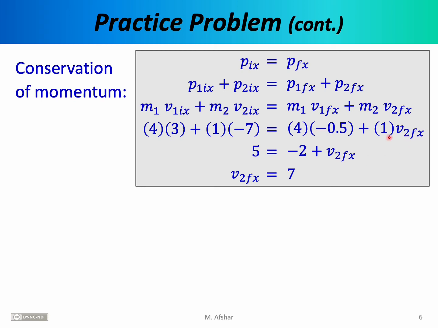For object 2, we know its mass, but we do not know its final velocity in the x direction. That's the variable that we wish to solve for. As you can see, now you have a relatively simple algebraic equation. You can plug all that into your calculator and solve for v2fx. And we find that after the collision, that is finally, object 2 will be moving in the x direction with a speed of 7. A little more specifically, it will be moving in the positive x direction with a speed of 7 meters per second.